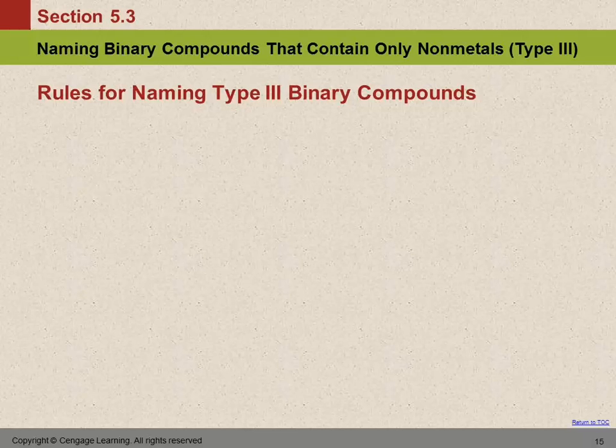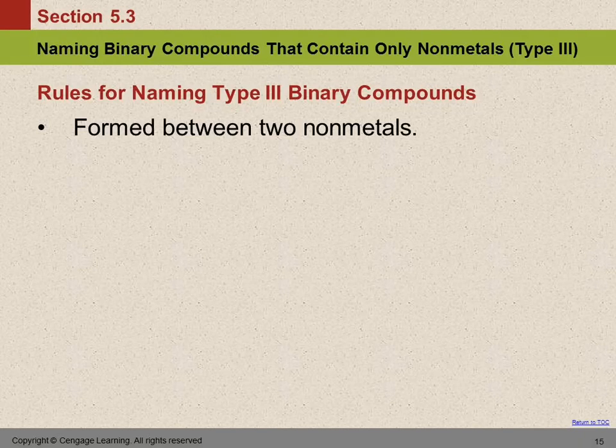Okay, so the rules for naming type 3 binary compounds. I don't like this name, type 3 binary compounds. These are formed between two nonmetals. I prefer to call these either molecular compounds or covalent compounds.